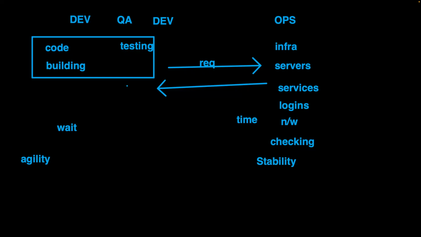So there arises some gap between these teams, because they don't know why developers are asking for those requests, and developers don't know why they take so much time to serve their requests. So there arises some gap between them.